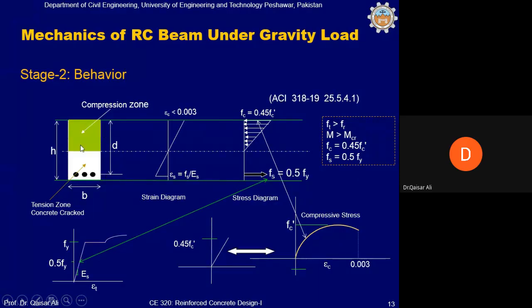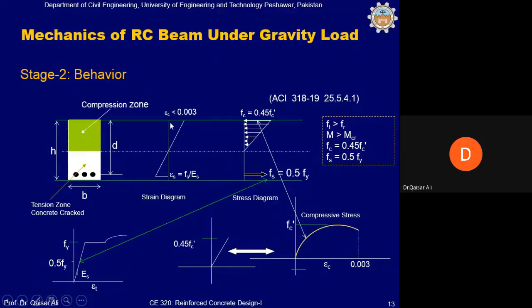This green zone is the compression zone, and this white zone is the tension zone in which concrete is completely cracked. Since stresses cannot transfer across the crack, the contribution from concrete has ended, and now it is only the steel which is resisting tensile stresses. This is the strain diagram.